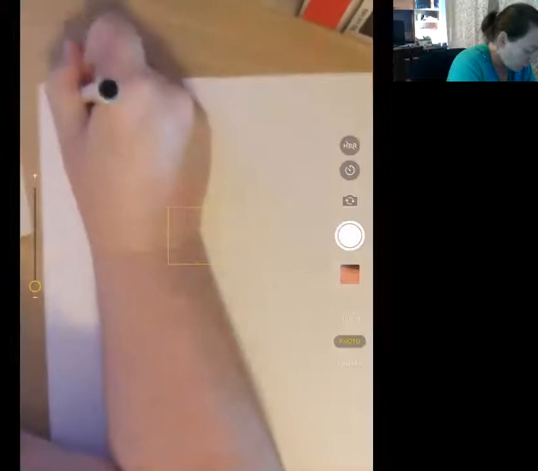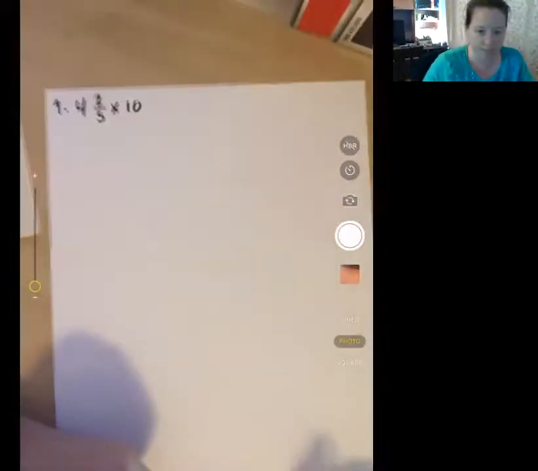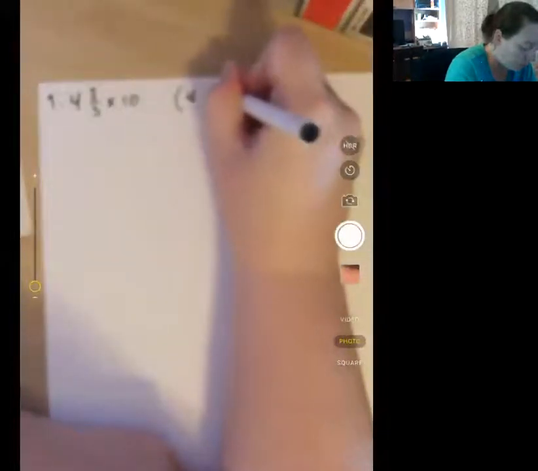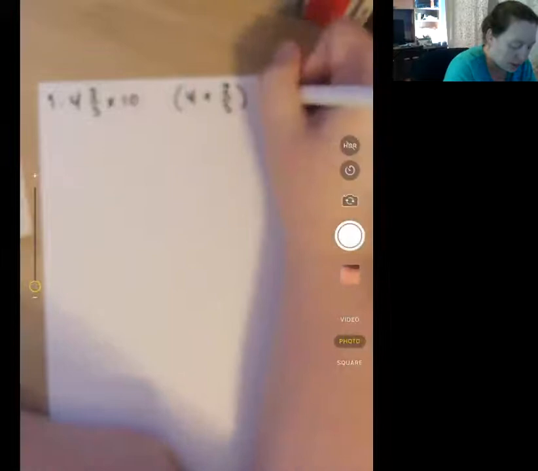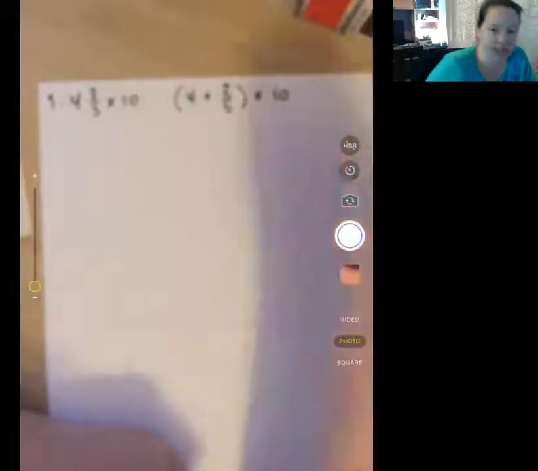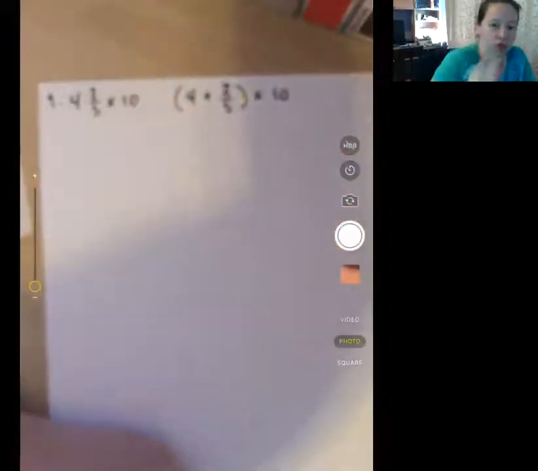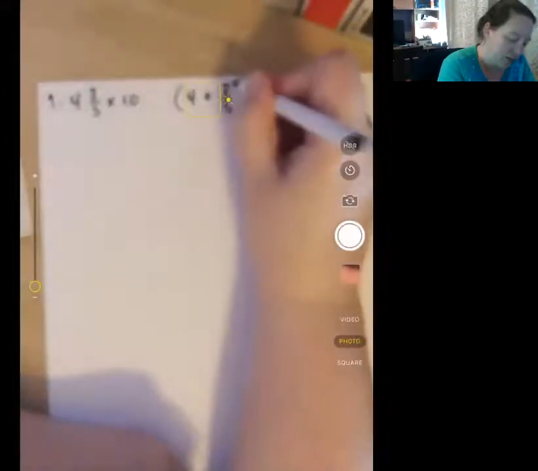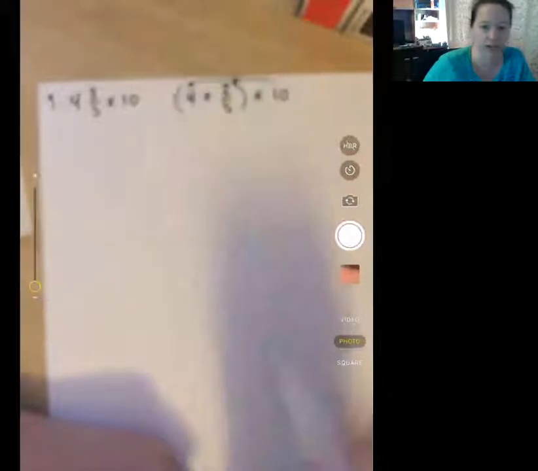Number 9 has 4 2/5 times 10. So let's split this up: 4 plus 2/5 times 10. Because of the distributive property, I know that I can take that 10 into here. I can also take it into there.